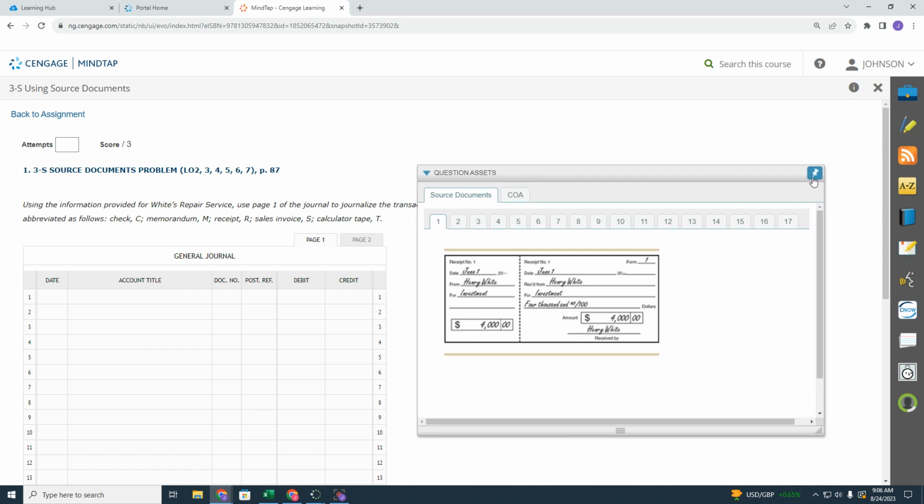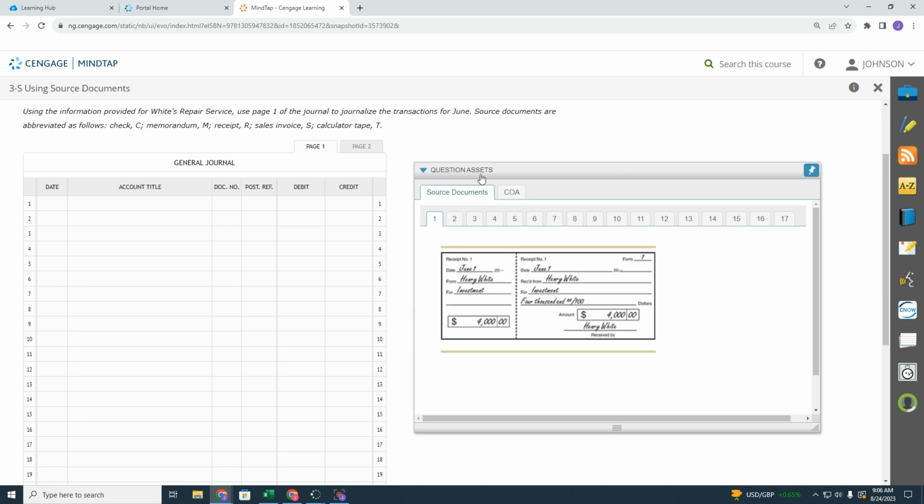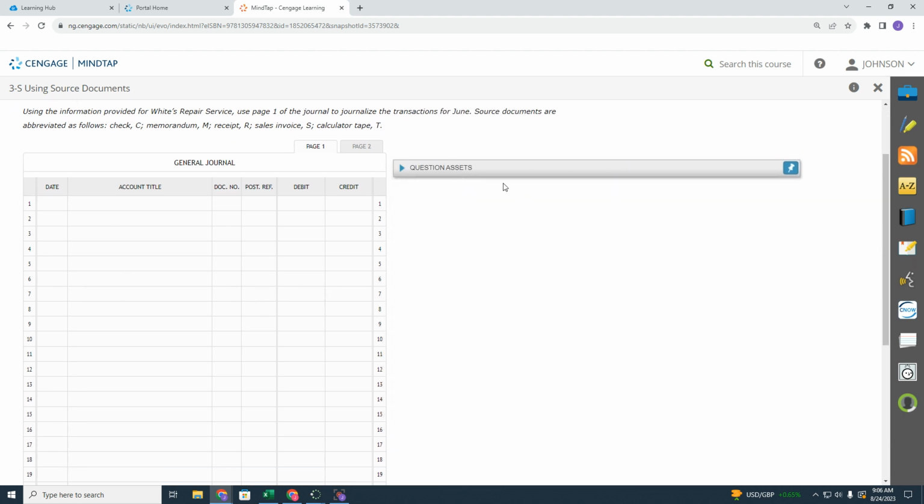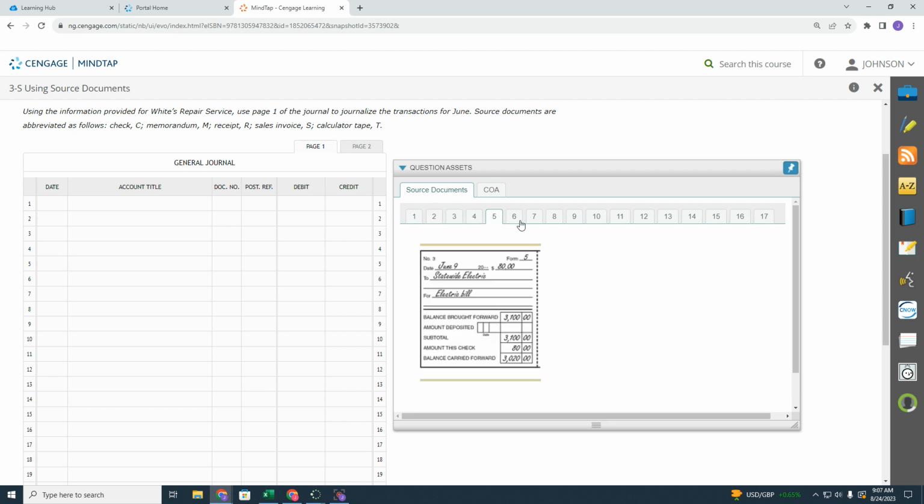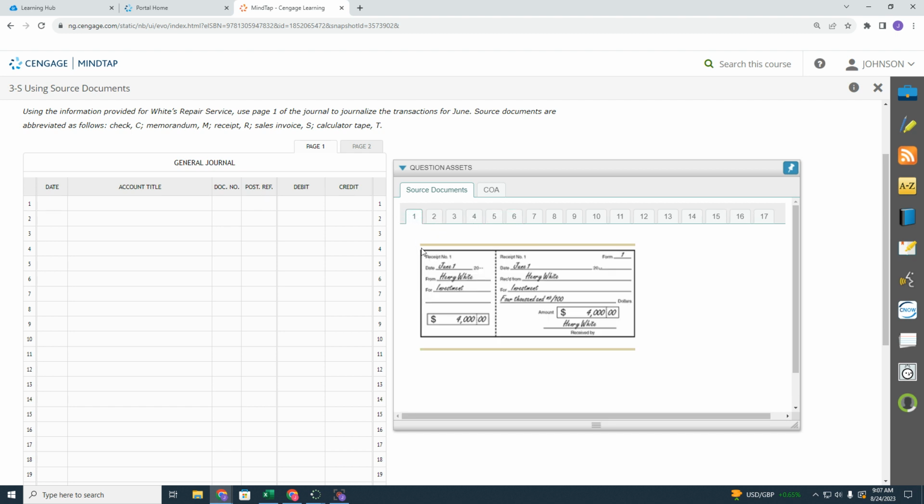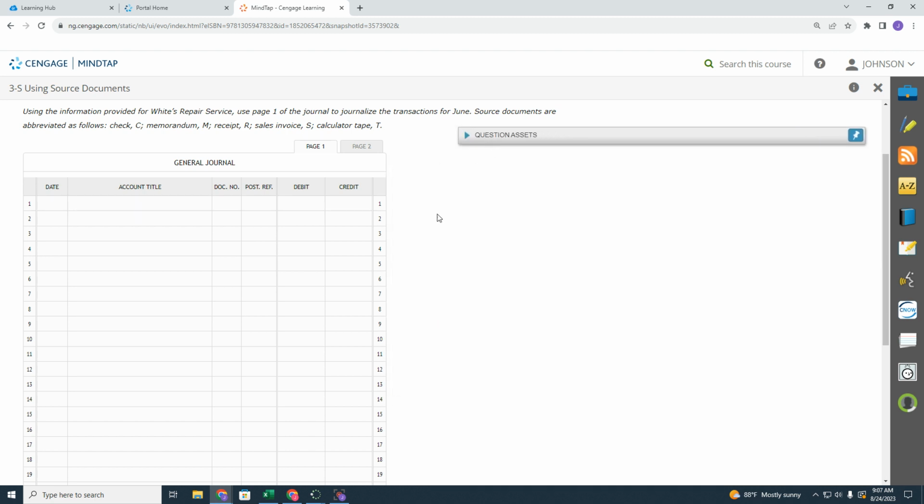All right, so again, if you press this little thumbtack in the top right corner, you'll be able to manipulate this screen and move it around, and that's what I've done here to put it next to my general journal. And so looks like there's 17 source documents here, and it looks like they're already in chronological order. And so I'm just going to start with one, and I'm going to work my way through the 17 transactions and post them into the general journal.